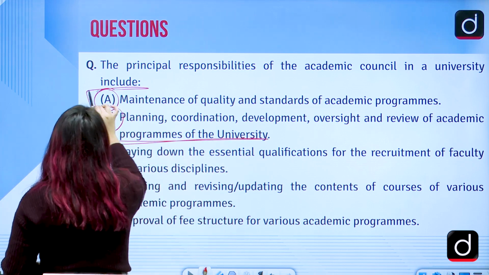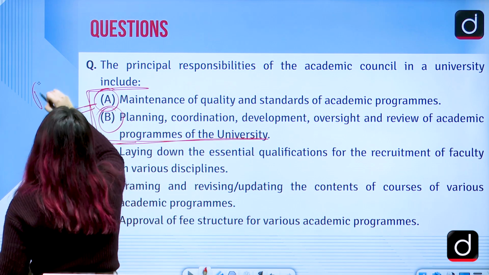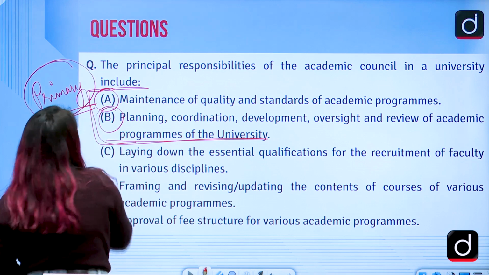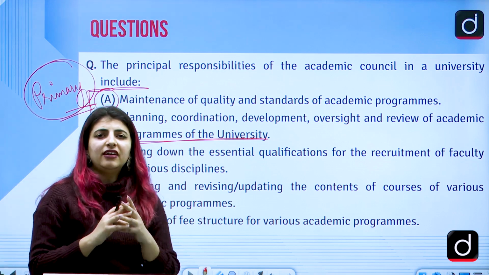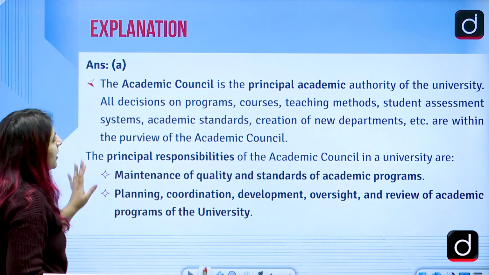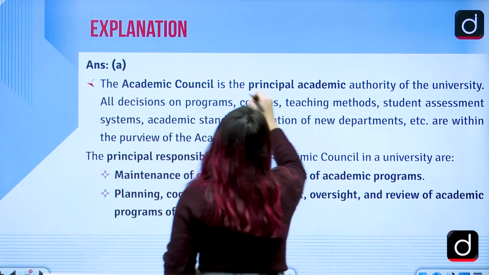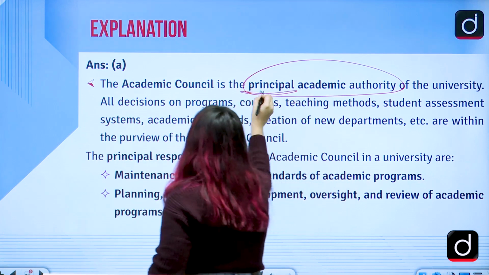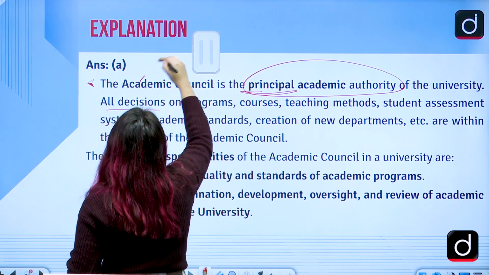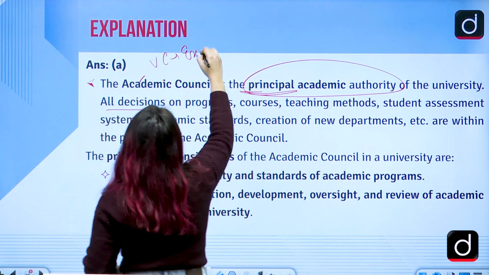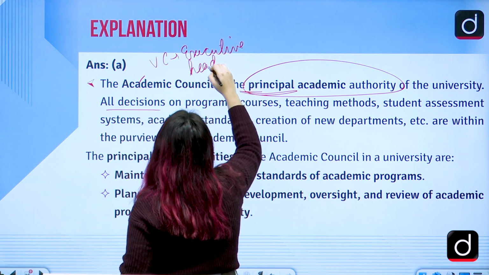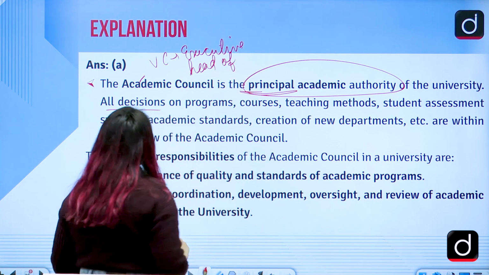So these are the two major primary responsibilities of the academic council of any university, on any concerned university, right? Let's read it from here. Academic council is the principal academic authority of the university. All decisions, and the vice chancellor is the executive head here in the university, head of the academic council, correct?